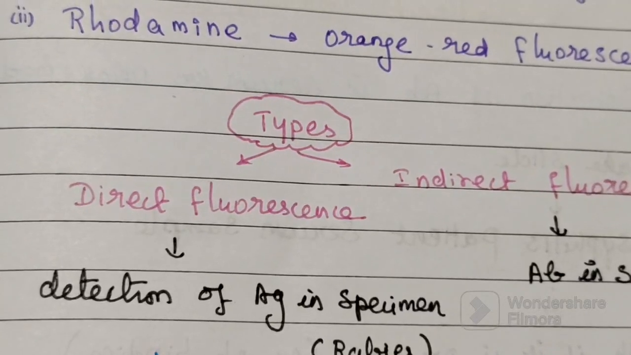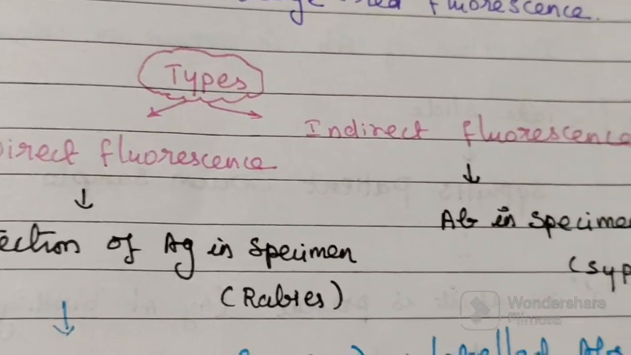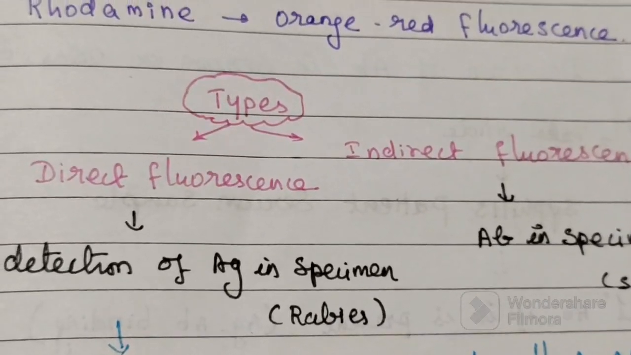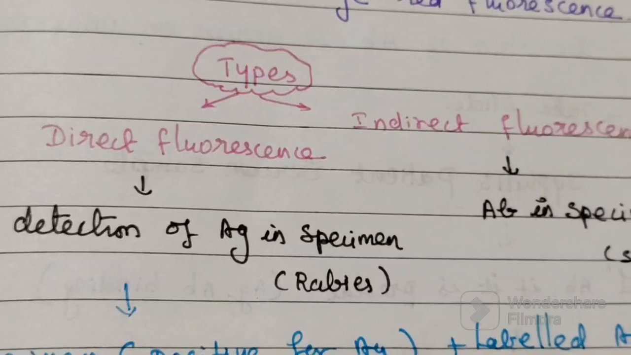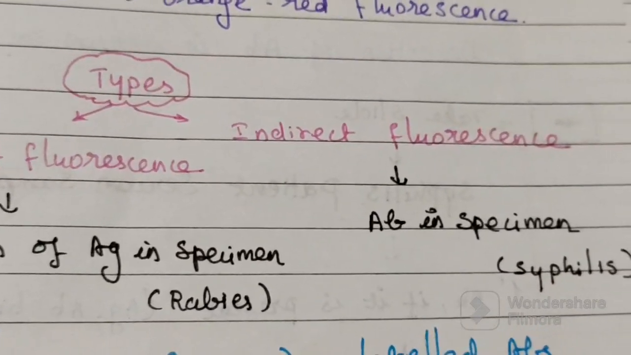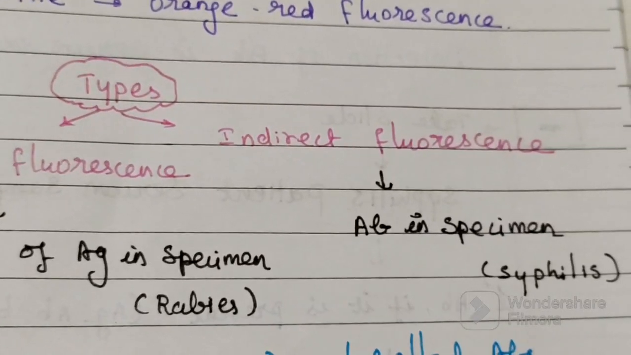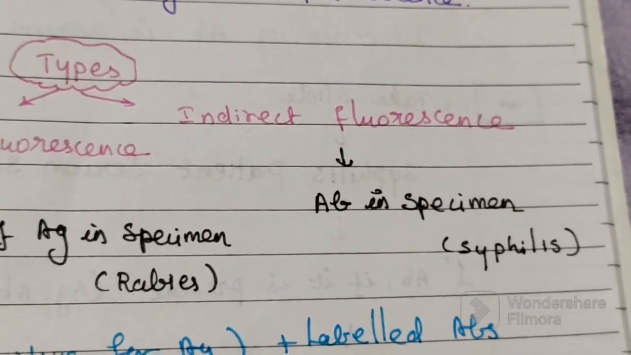Types of immunofluorescence: there are two types, direct fluorescence and indirect fluorescence. Direct fluorescence is used for detection of antigen in a specimen, mainly detection of rabies virus. Indirect fluorescence is used for detection of antibody in a specimen, mainly used for detection of syphilis.